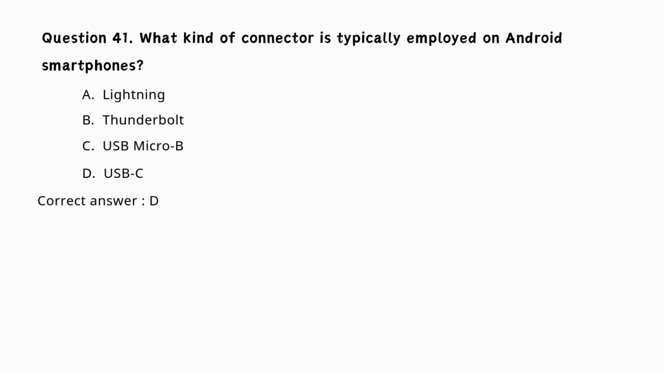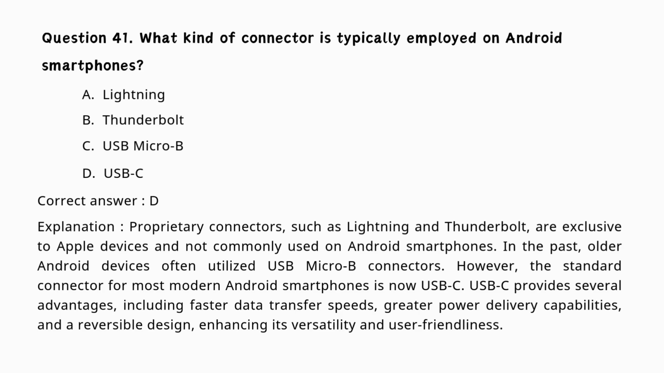Correct answer D. Proprietary connectors such as Lightning and Thunderbolt are exclusive to Apple devices and not commonly used on Android smartphones. In the past, older Android devices often utilized USB Micro B connectors. However, the standard connector for most modern Android smartphones is now USB-C. USB-C provides several advantages, including faster data transfer speeds, greater power delivery capabilities, and a reversible design, enhancing its versatility and user-friendliness.